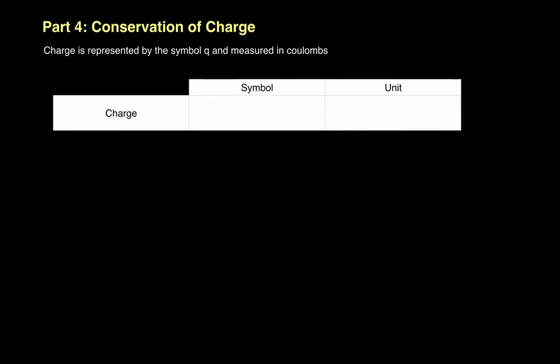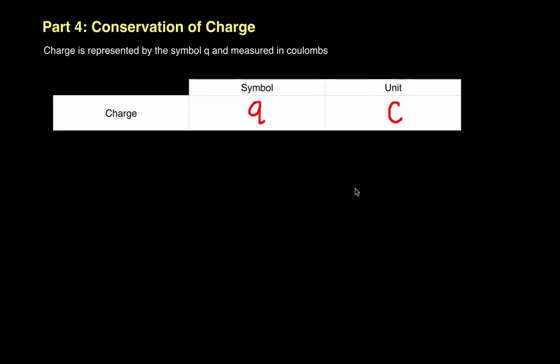Part 4. Conservation of charge. I'll start this part by teaching you a little bit about charge. Charge is a measurable quantity in physics represented by the symbol Q and measured with the unit coulombs. So charge is represented by the symbol Q and measured with the unit capital C. I don't know why they chose Q for charge, probably because C was already taken by the speed of light, and Q isn't really the next best letter, but it's the one we're going to use.